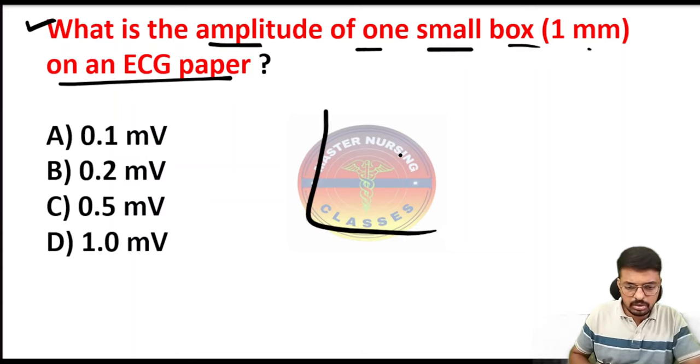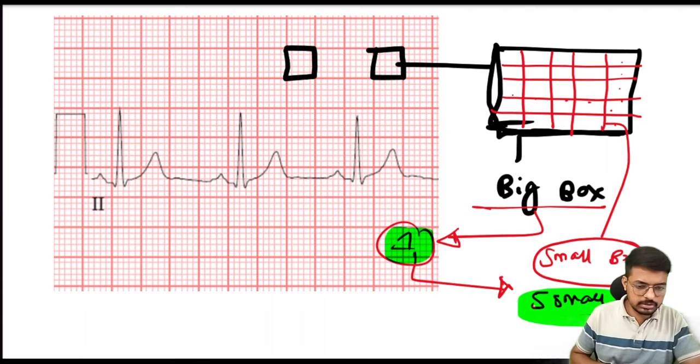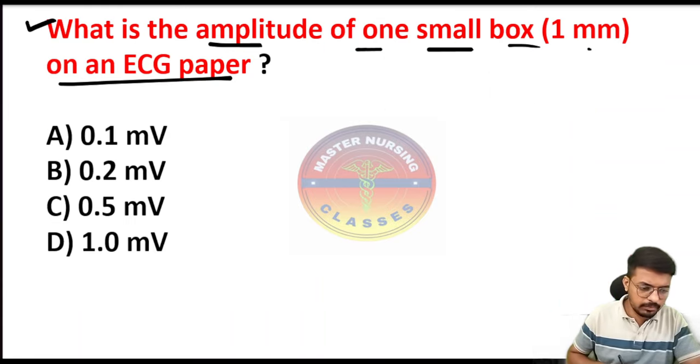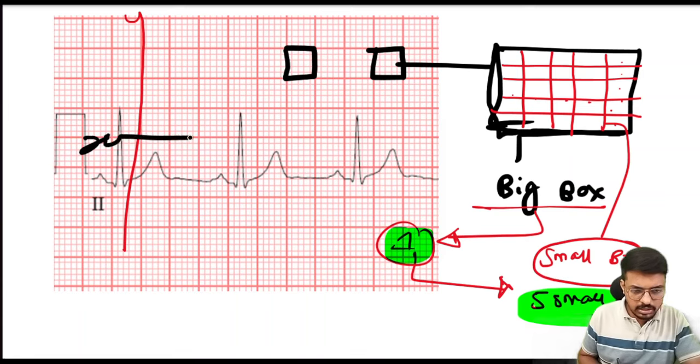Okay, just now I have taught you, this is the big box. Let me take the same image only, so it will be helpful. So this is the big box, and in one big box, I told you, five small boxes. The question is, for one small box, what is the amplitude? Amplitude means where in this ECG paper we will check the height of the ECG on the y-axis, and the duration of the ECG on the x-axis. This is the x-axis, and this one is the y-axis.